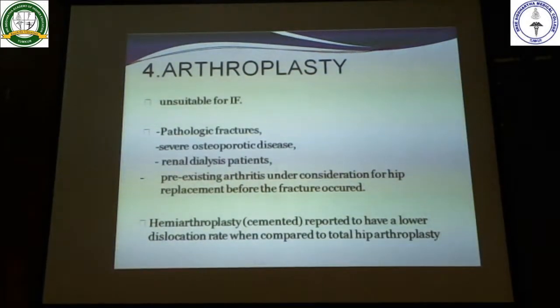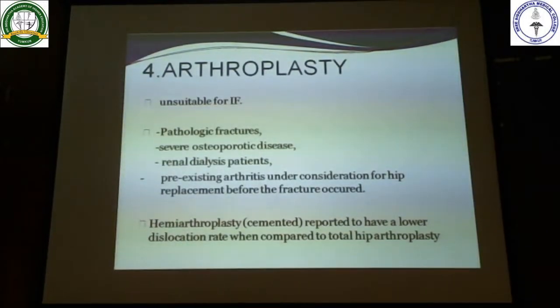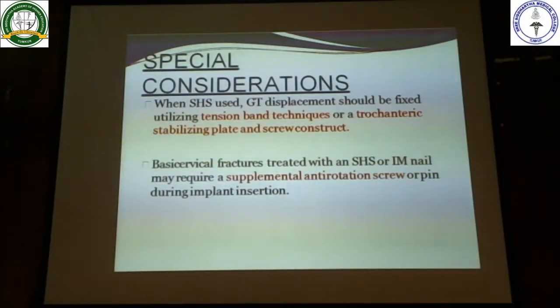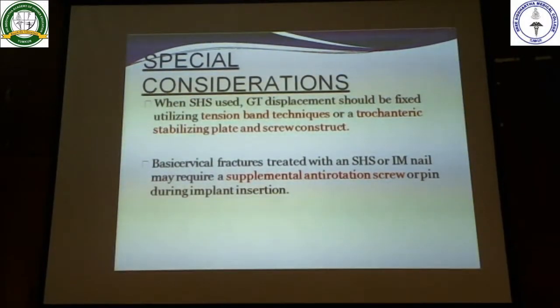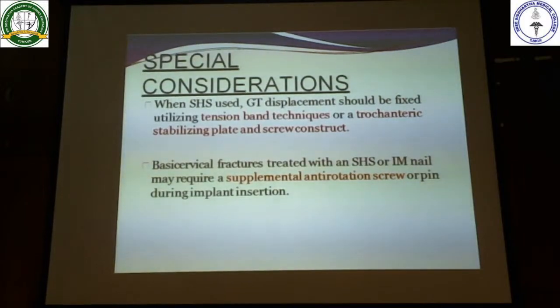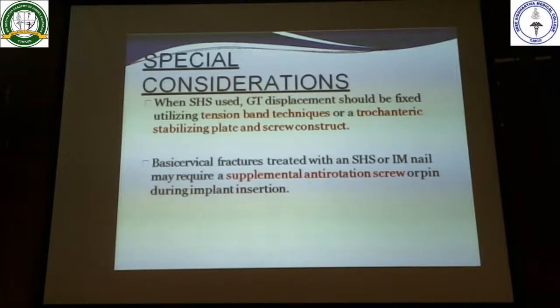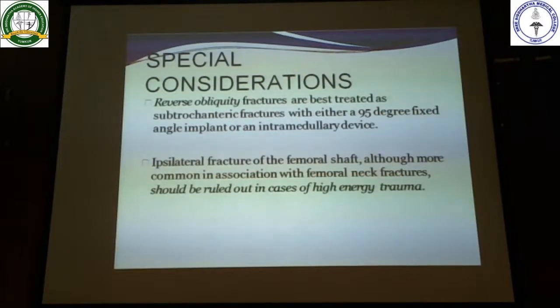Bipolar prostheses are examples of hemiarthroplasty. So these are all the other treatment options used for IT fracture. Special considerations when an SHS, that is a sliding hip screw, is used: greater trochanteric displacement should be fixed utilizing tension band techniques. Basicervical fractures treated with SHS or intramedullary nail may require a supplemental anti-rotation screw. So these are all special considerations used in surgical techniques.